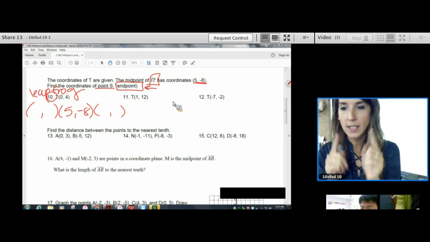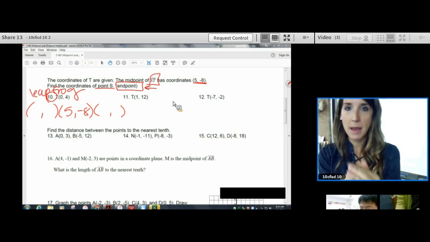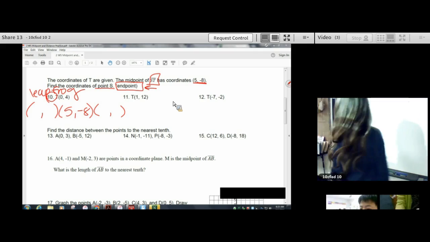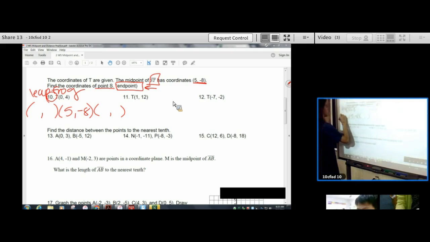The midpoint is 5, negative 8. So I'm going to put the midpoint in the middle. I'm going to put one of the endpoints that they gave us. I'm going to put that one first. And then the last one is the one I'm looking for. Circle my X's and underline my Y's like usual. And now I'm going to start leaping.